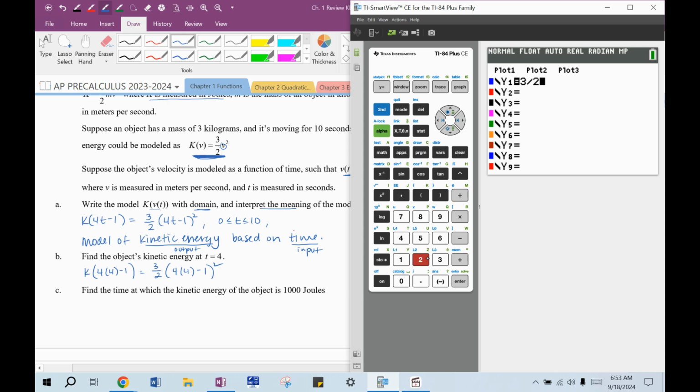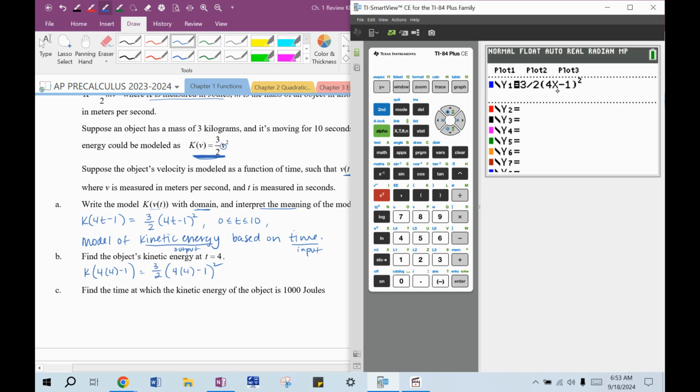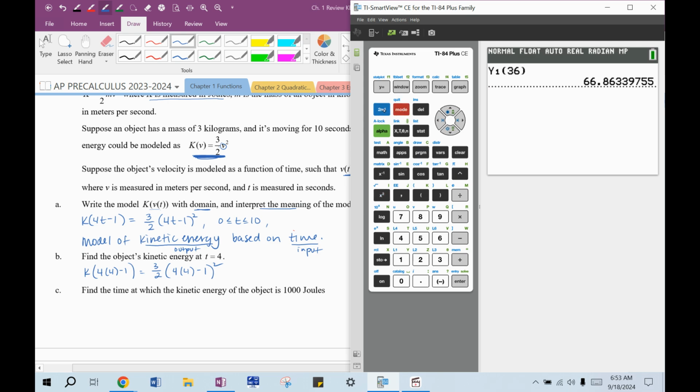So 3 over 2 times parentheses 4x minus 1 squared. So here's the model, right? And then I can go back to my home screen and say, all right, now I don't want y1 of 36. Now I want y1 of 4. I get 337.5, which is the same thing I would get if I just did it like this. Same thing.